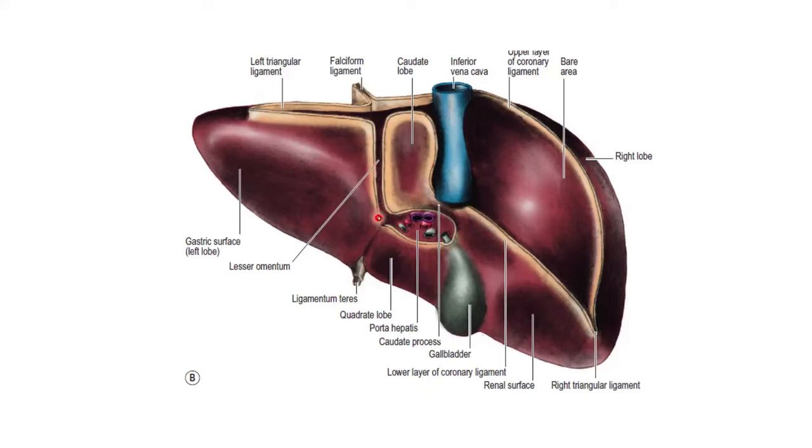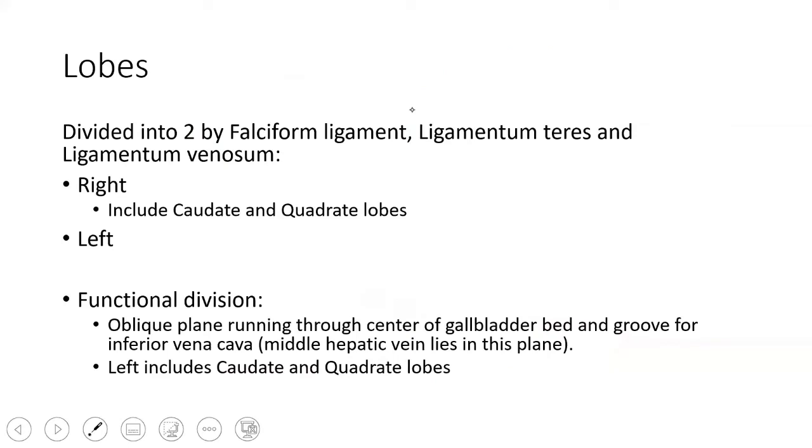So these 2 points you have to remember because it's usually asked, and to understand better, you can work it out as well. So you have the ligamentum teres, the umbilical vein, and then you have the ligamentum venosum or ductus venosus, which carried blood from that to the inferior vena cava. So those are the ligaments. Then you have the lobes.